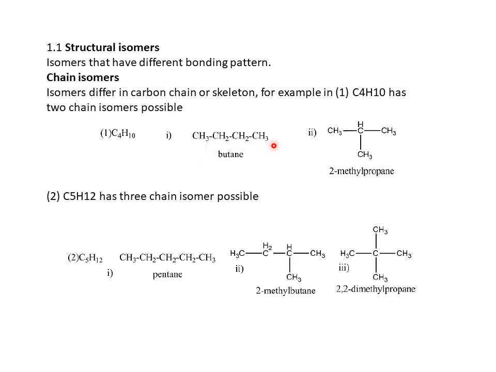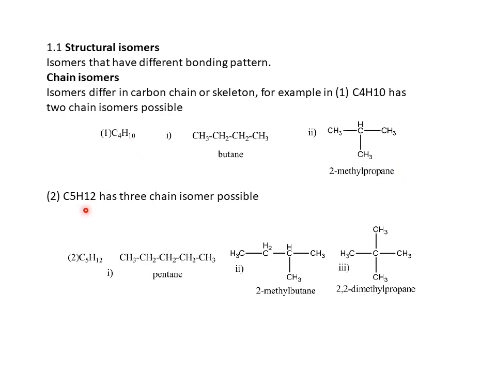First one is a straight chain, normal butane, CH3CH2CH2CH3. Second one is a branched one, 3 carbon atoms in a chain and 1 carbon atom as a branch. So it's called 2-methylpropane. These two are chain isomers. Butane and 2-methylpropane are chain isomers of C4H10.